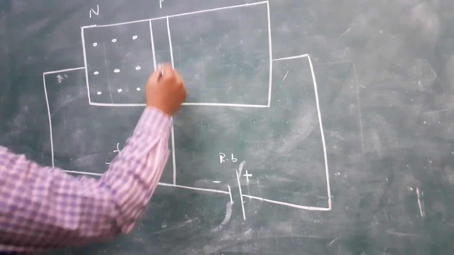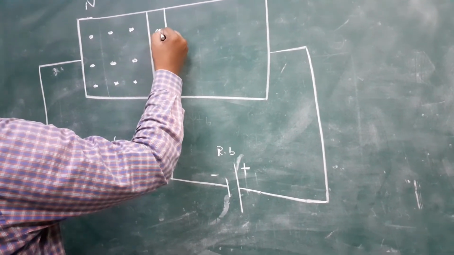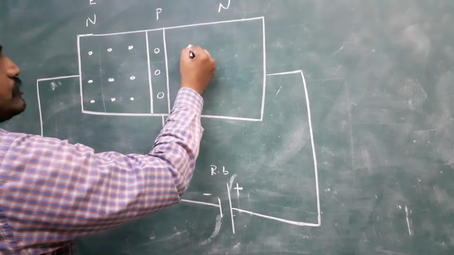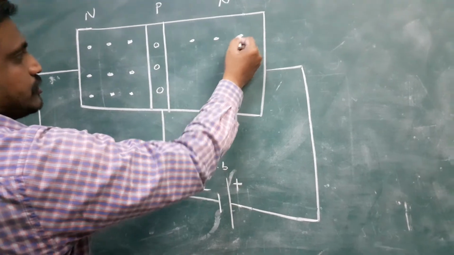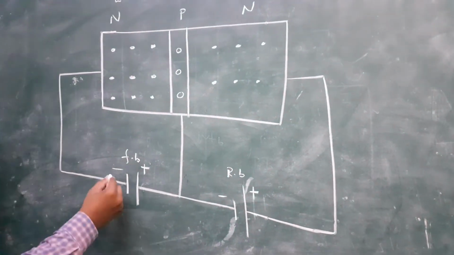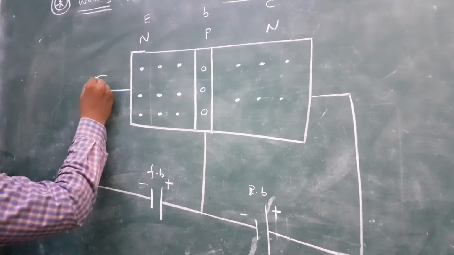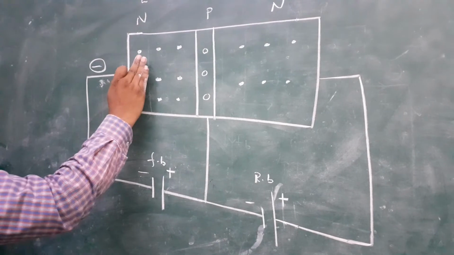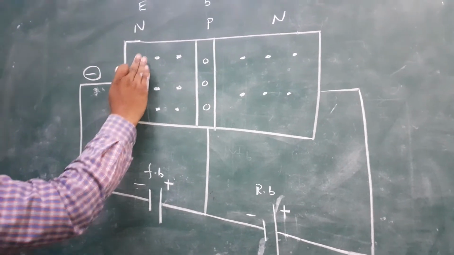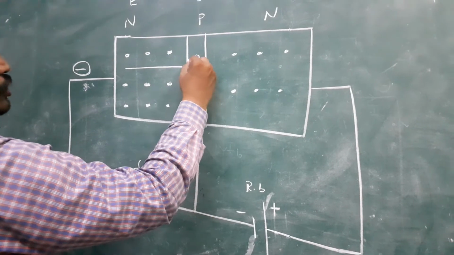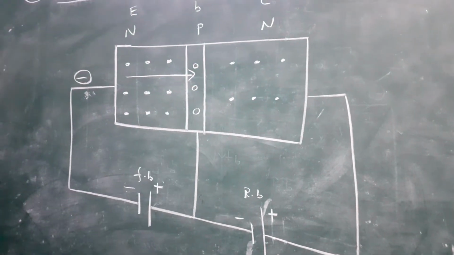In the P region, majority charge carriers are holes. In the N region, majority charge carriers are electrons. Here, the negative terminal of the battery repels the electrons in the emitter region, so electrons move towards the base.